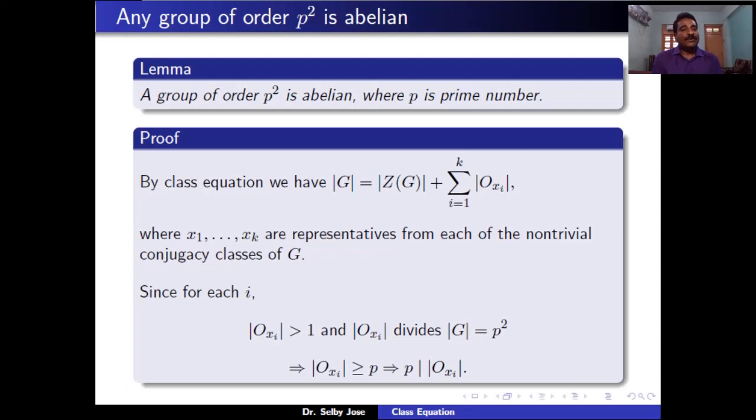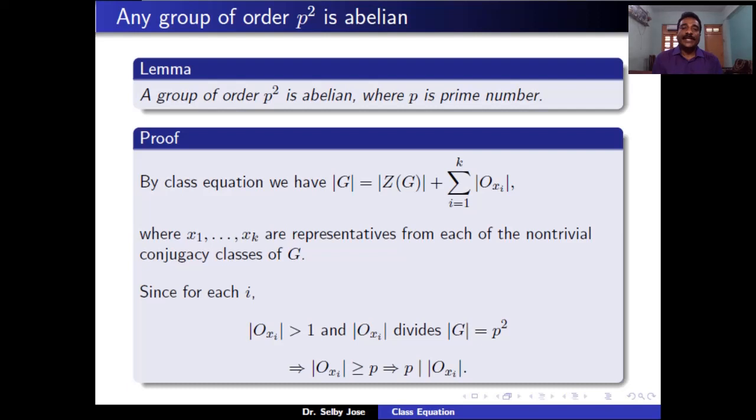The proof follows by the class equation. By the class equation, the order of G is equal to the order of the center of G plus the summation from i equals 1 to k of the cardinality of O(h_i), where the h_i are representatives from each non-trivial conjugacy class of G. But for each i, the number of elements in O(h_i) is greater than 1 because the O(h_i) are non-trivial conjugacy classes. And also we know that the cardinality of O(h_i) divides the order of G, which is p squared.